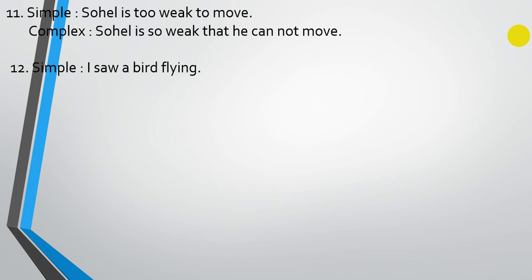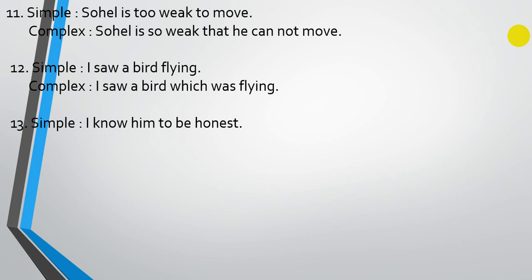Serial number 12. Simple sentence, I saw a bird flying. Rule: if the simple sentence is done by following the structure subject plus verb plus object plus present participle, it will be changed into complex by expanding the present participle into an adjective or relative clause. According to the rule, at first subject plus verb plus object will remain unchanged. Then relative pronoun which plus verb plus object will be used. Now the complex sentence will be, I saw a bird which was flying.